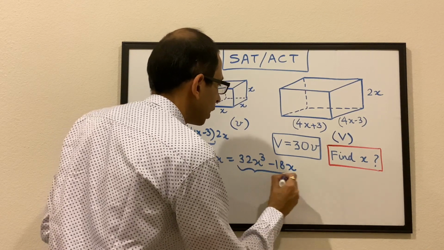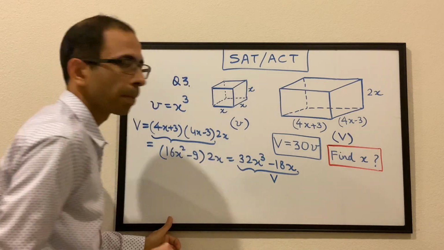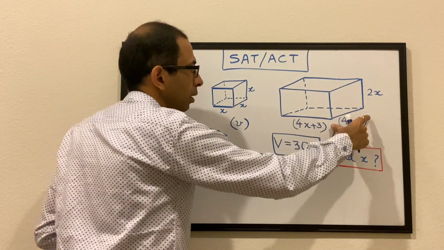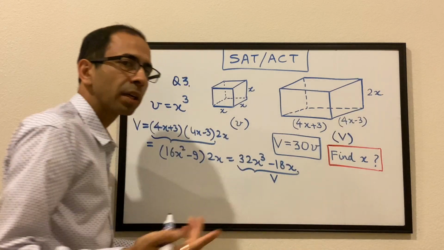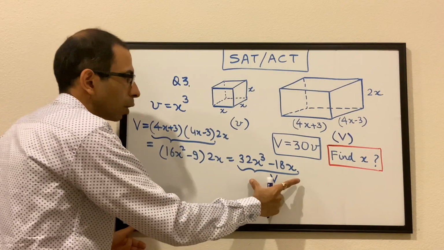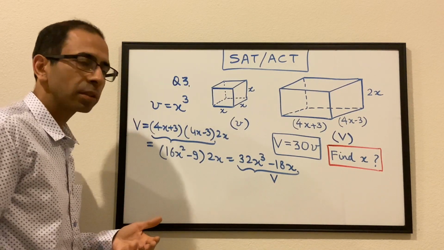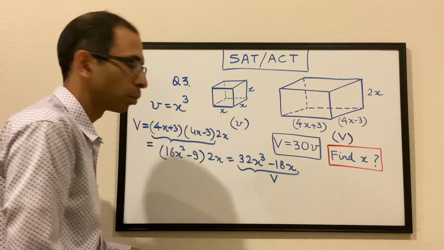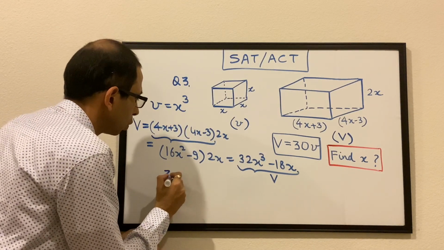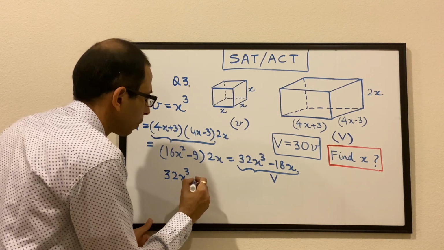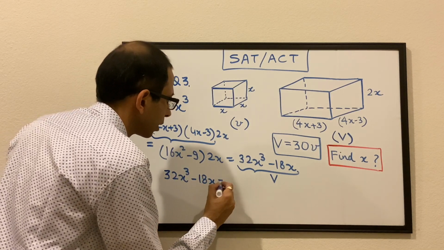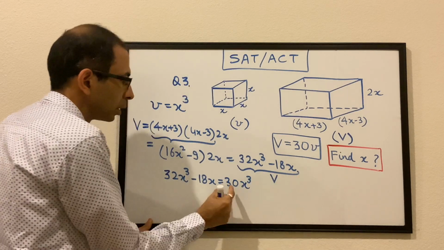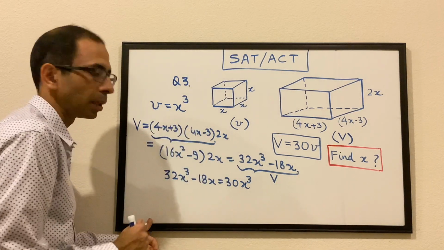So this is the capital V, right? I'm doing nothing special here, just multiplying the width, the length and the height to get the capital V, which is coming out to be this. Now they have given us the relation that this entity is equal to 30 times this entity, so let's put it there. So 32x cube minus 18x is equal to 30x cube, right? Capital V is equal to 30 times the small v.